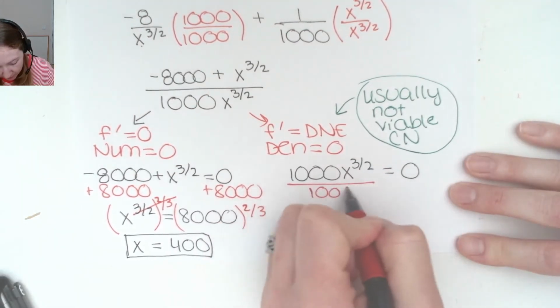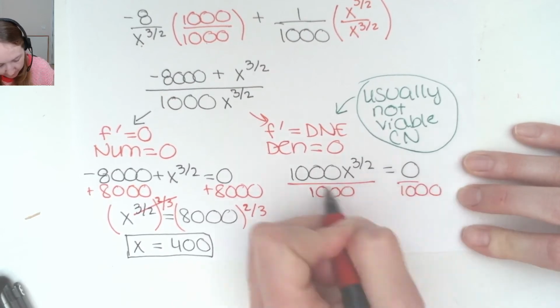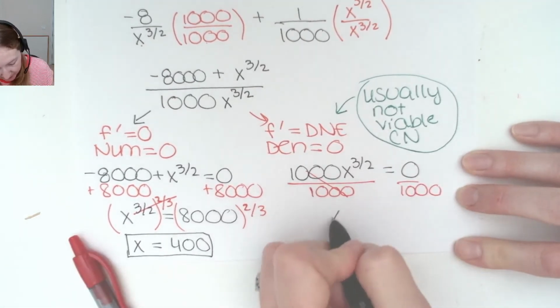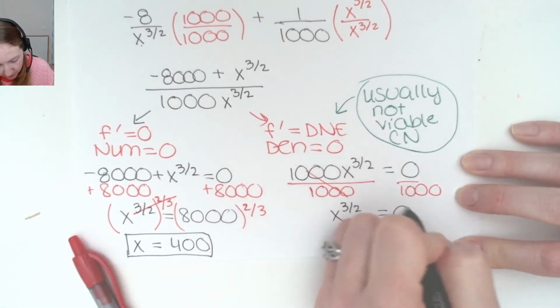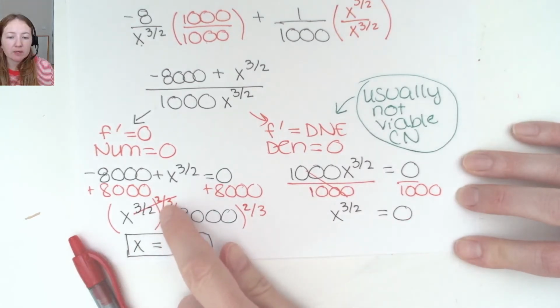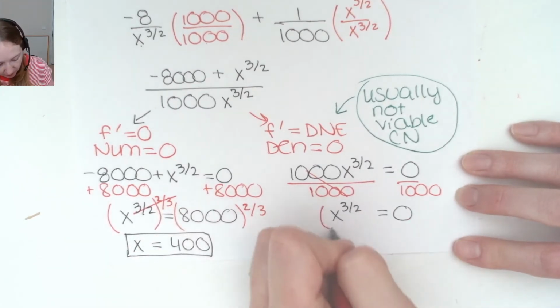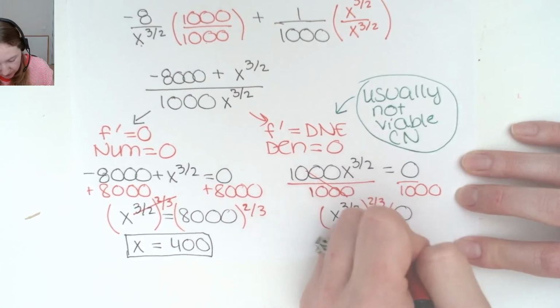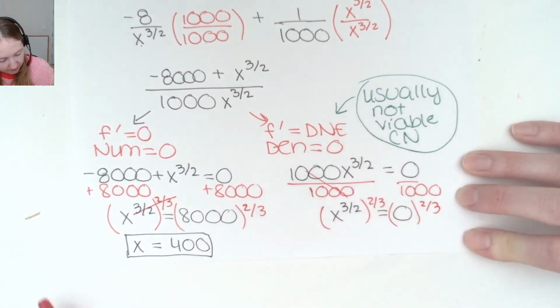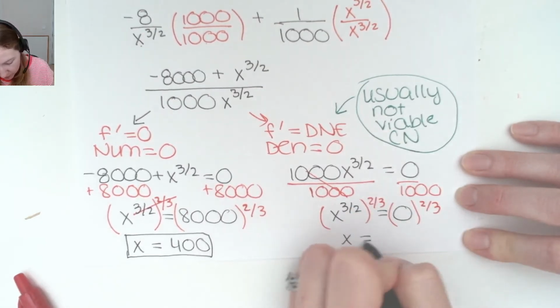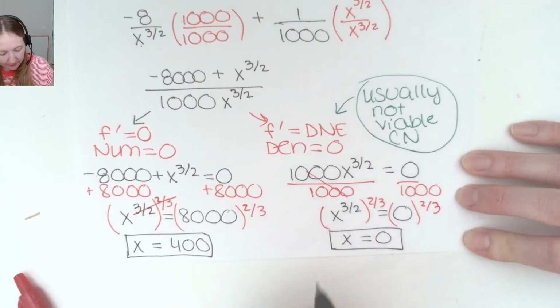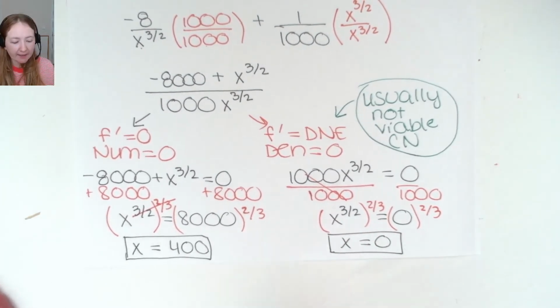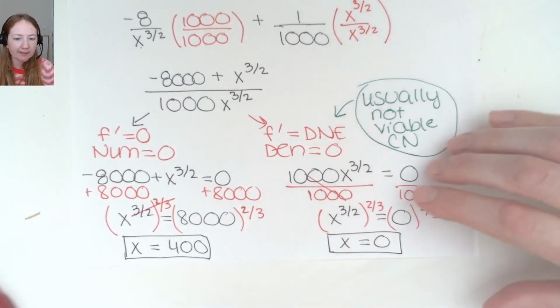So we divide both sides by 1,000, and we get x to the 3/2 is equal to 0. And then just like we did over here, to undo that power, we raise both sides to the 2/3. And that gives us x is equal to 0. Now, if we did not have this, like, I don't know if that's actually a critical number or not, what we would do is we would go over to the next page.